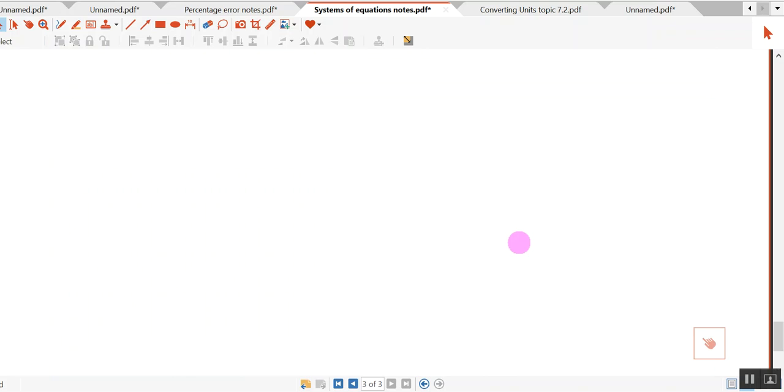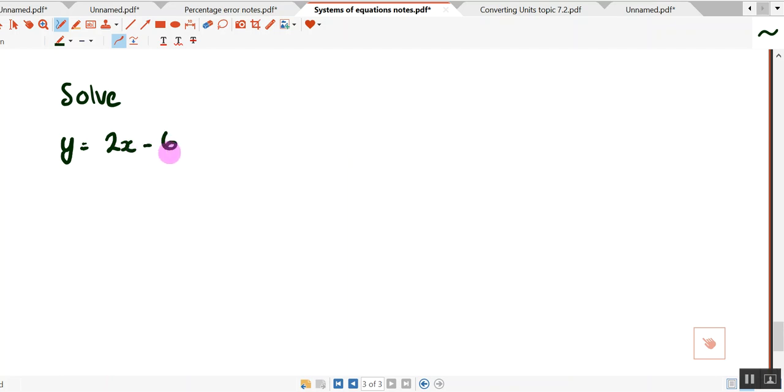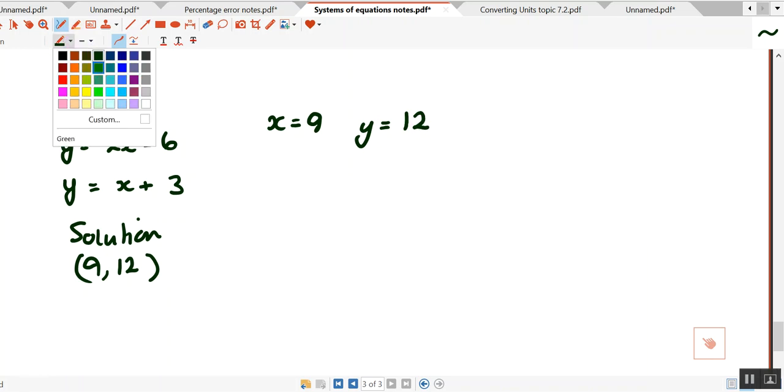What you are going to do is write out the solutions. So, when we solve y equals 2x minus 6, y equals x plus 3, we get our solution. The solution is 9, 12. How do I interpret that? X equals 9. Y must equal 12. Okay. Now we can do this for the first few.